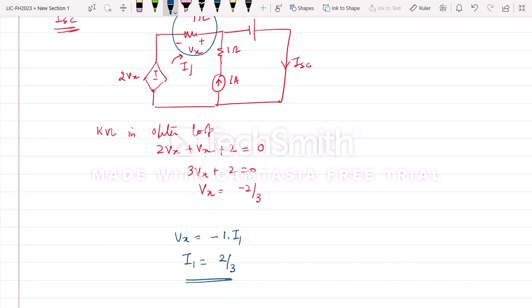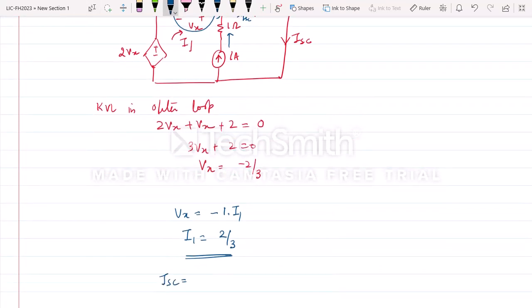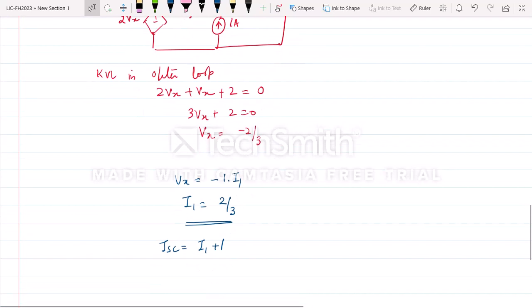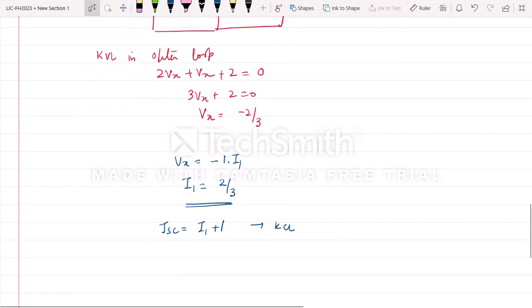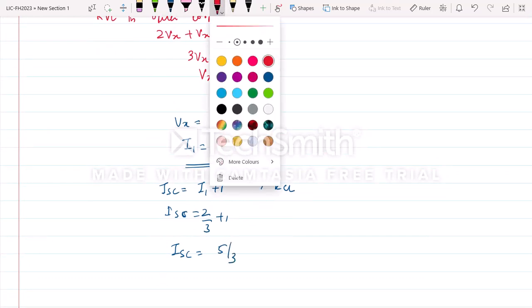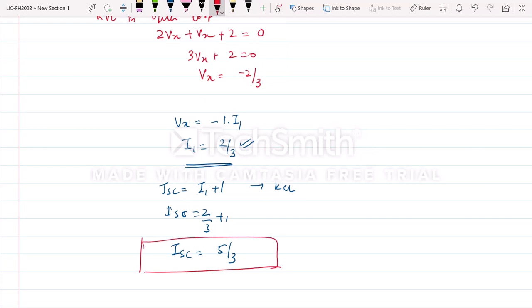Now, I1 is coming from here and this 1 ampere is coming from here, and this is ISC. You can see that ISC equals I1 plus 1. This is nothing but KCL: the outgoing current equals the incoming current. So ISC equals 2 by 3 plus 1, because I1 is 2 by 3. So ISC is 5 by 3.